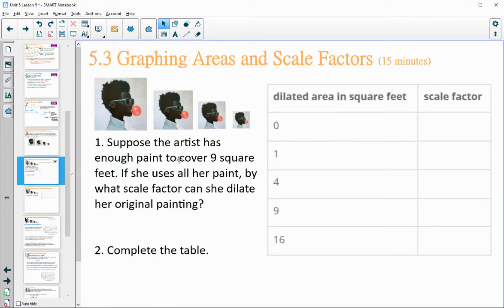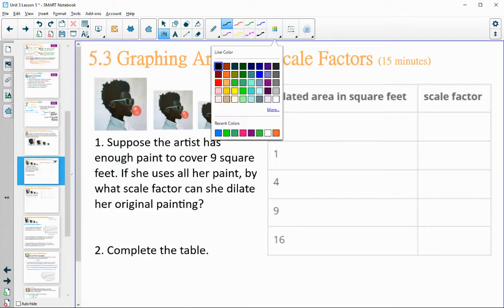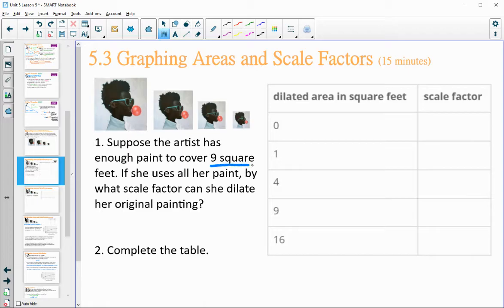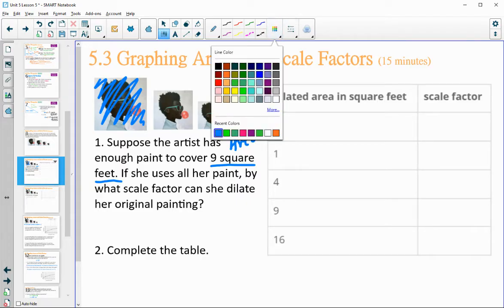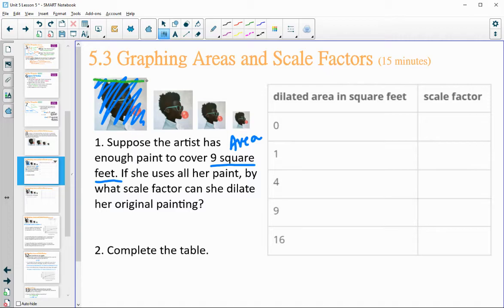So suppose the artist has enough paint to cover 9 square feet if she uses all of her paint. By what scale factor can she dilate her original painting? So think about the paint, okay? So the paint is covering the space. So that's what's covering this whole thing. So that's an area amount. So what scale can she change the length and the width by if she's got an area of 9?